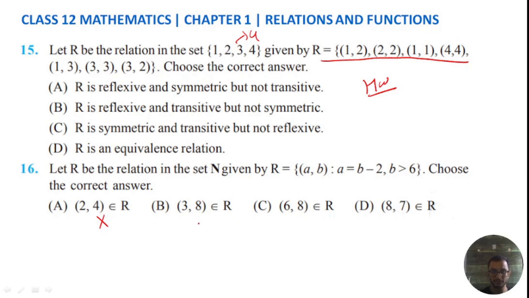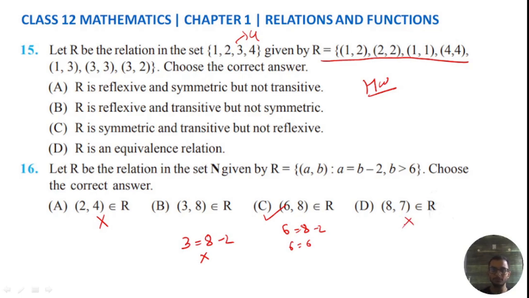Okay, so let's see whether B is there. For (3,8) to belong to R, 3 should be the same as 8 minus 2. 8 minus 2 is 6, which does not equal 3. So this is not true. For (6,8), 6 should equal 8 minus 2, which holds, 6 equals 6. That means option C is the correct one. This is also not correct. So we are done with exercise 1.1.